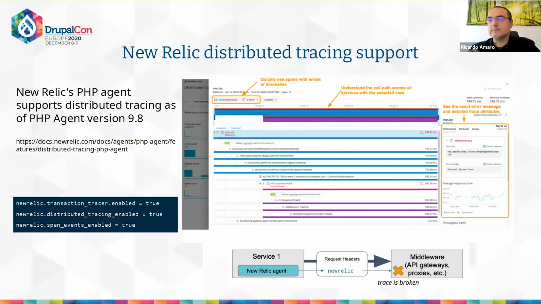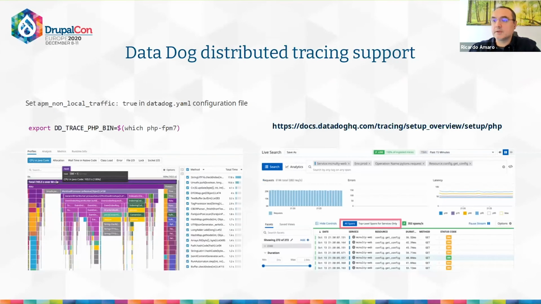Of course, there are commercial solutions that work out of the box. They are not open source. For instance, the New Relic PHP agent now supports distributed tracing as of PHP agent version 9.8. The documentation there contains PHP-specific tips to enable distributed tracing for a PHP application like Drupal, and it works out of the box.